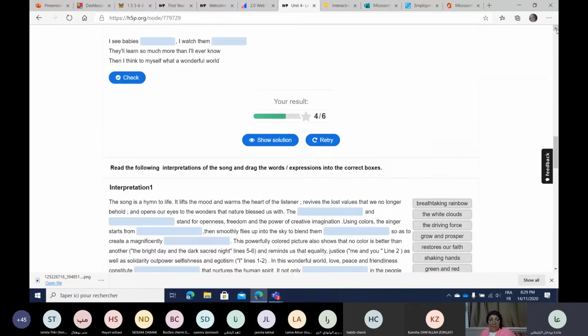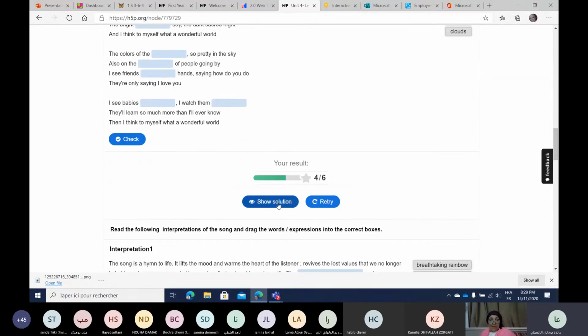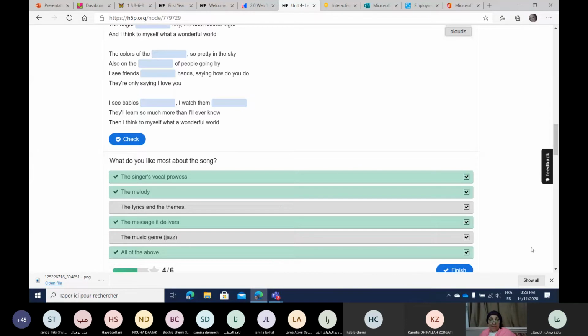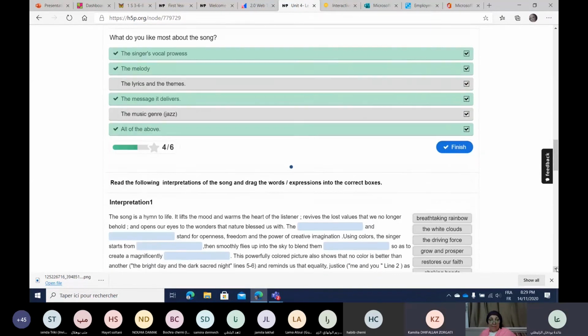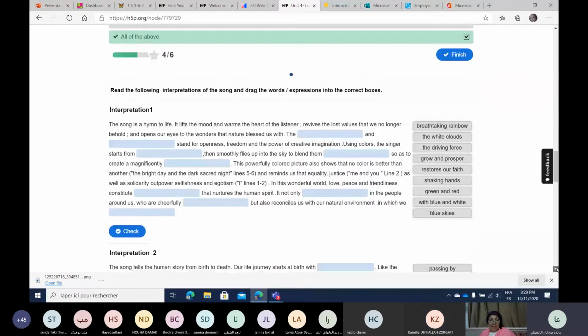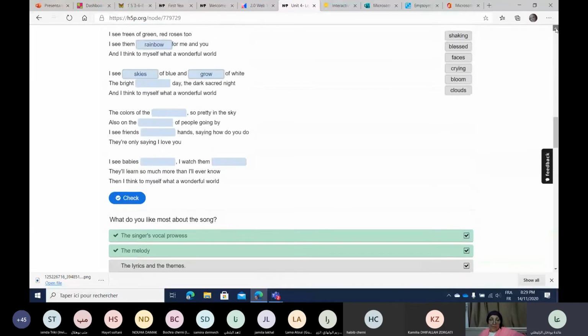I did not check, I clicked finish, show solution. All of them are correct, okay? Because it's all of the above. And then an interpretation of the song, again, drag and drop, okay? But this is only one technique used. I will go to another technique I used in the last test I dealt with.